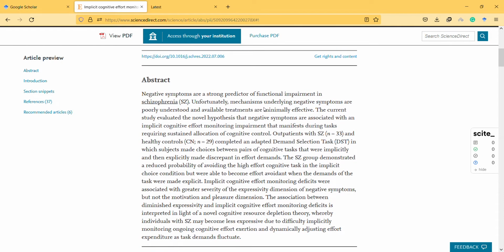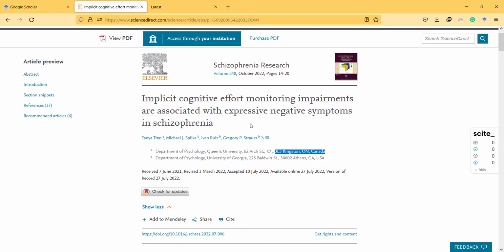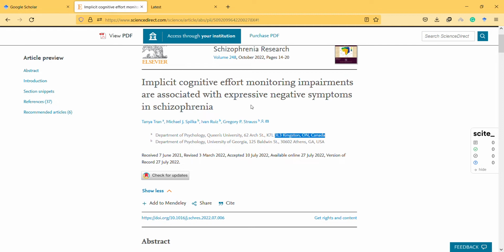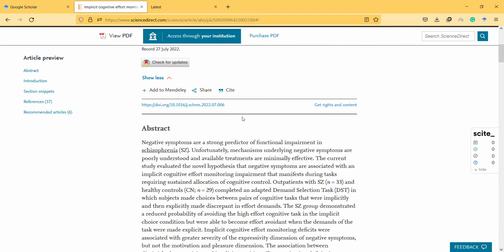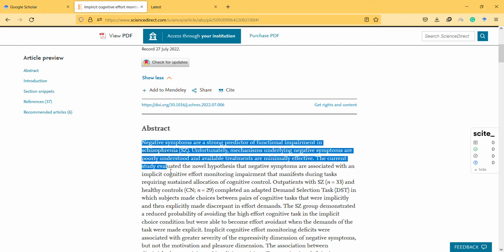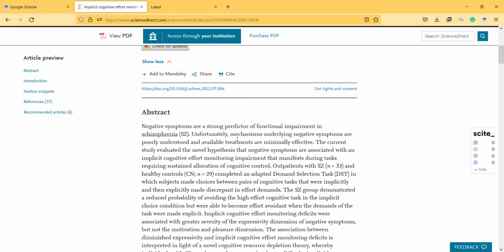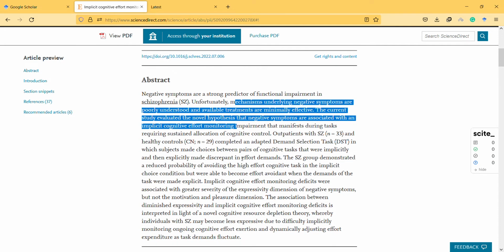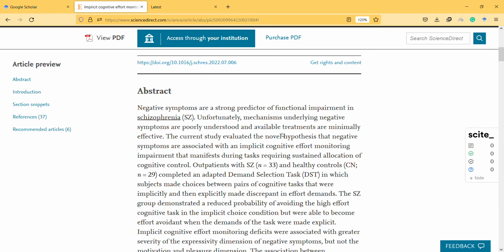As you're familiar with, negative symptoms mean the symptoms that lack motivation, a lack of something, so that's why they call it negative, because there are no symptoms added. Negative symptoms are a strong predictor of functional impairment in schizophrenia, the mechanisms underlying negative symptoms are poorly understood, and available treatments are minimally effective.